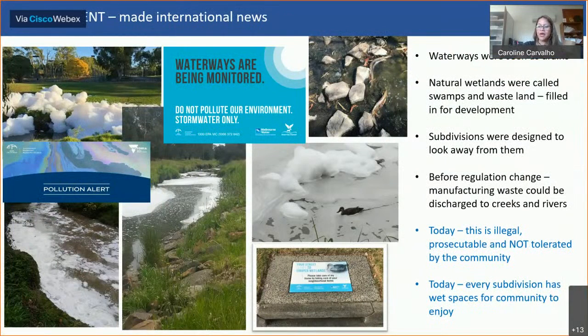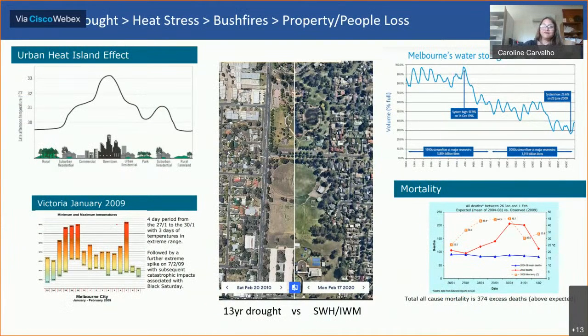Environment, an impact on waterway health and pollution spills, illegal discharges that were happening, made international news. This is only in the last 2 years this was happening on a regular basis in Dandenong Creek. And people, drought, flood, but then we've got heat stress, bushfires, property and people losses. In 2009, you may have heard that was the last major year of our millennium drought that lasted for 13 years. In 2009, we had Black Saturday, but 2 weeks prior to Black Saturday, we had 374 Victorians pass away through heat stress.